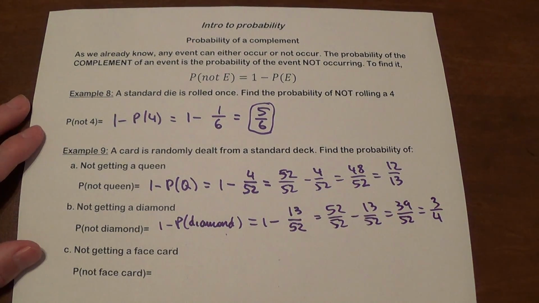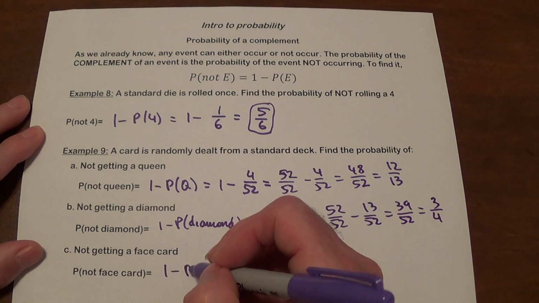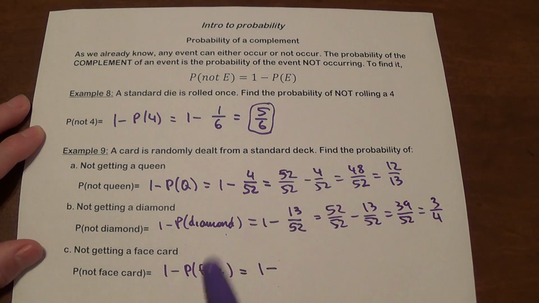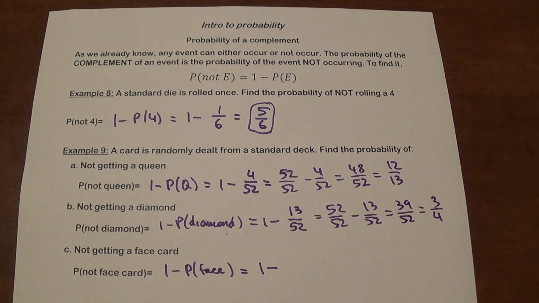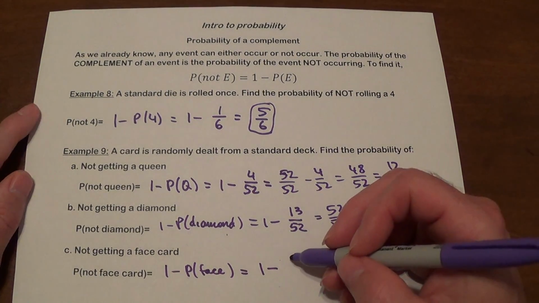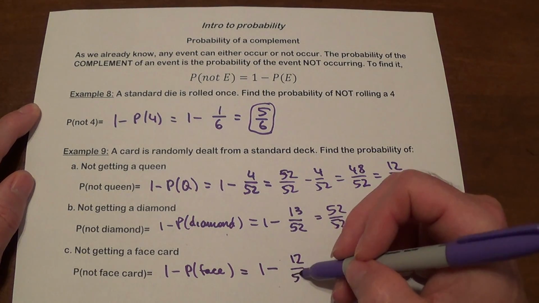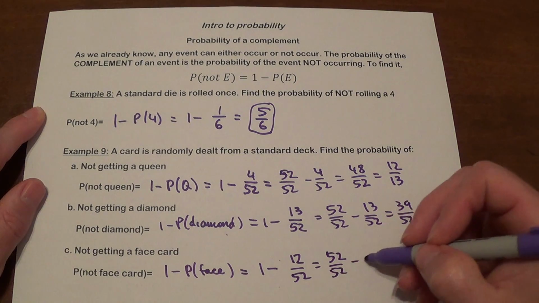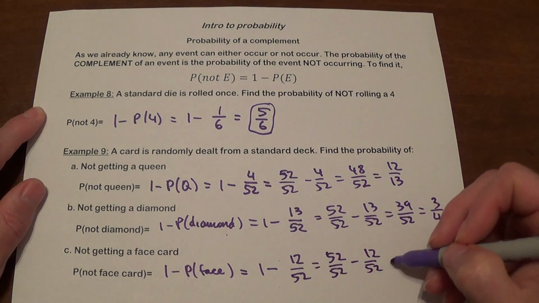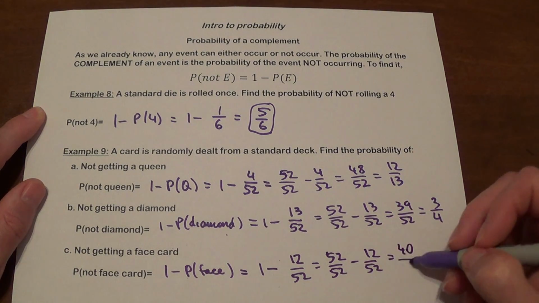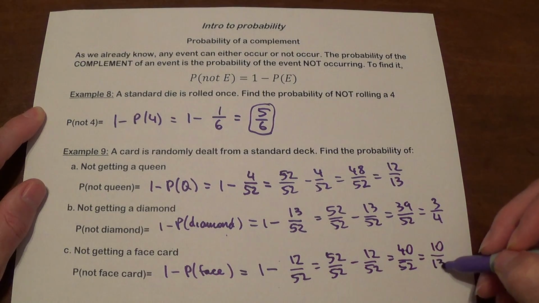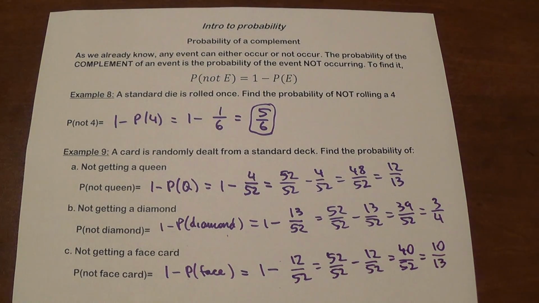Not getting a face card. So 1 minus the probability of a face card. How many face cards do we have in the deck? There are 3 per suit, so you have a total of 12 of them, 12 over 52. So it's 52 over 52 minus 12 over 52, which gives us 40 over 52, which simplifies to 10 over 13. Okay? And this is how it's done.